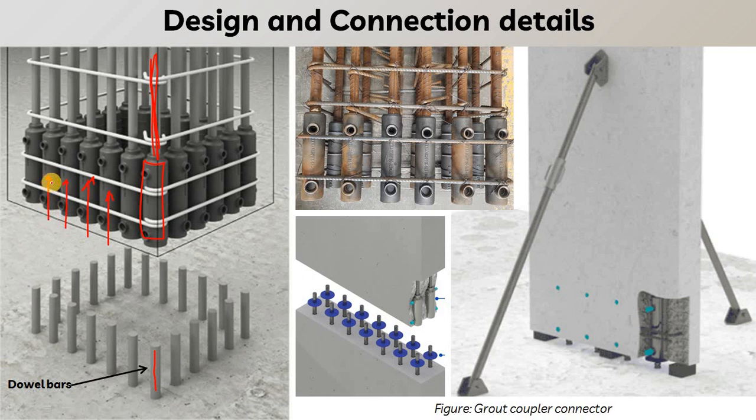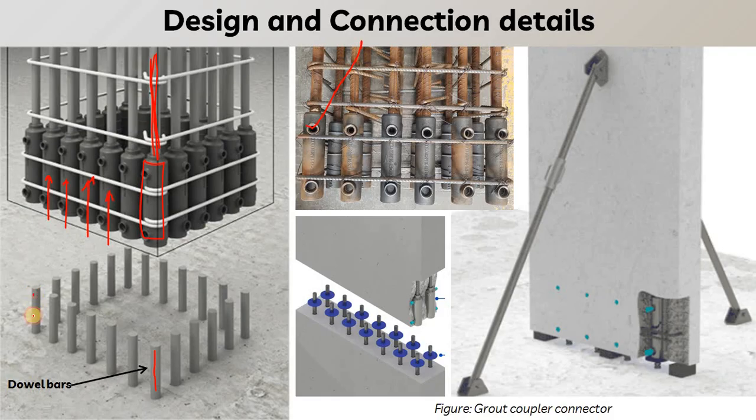There are two types of connection. First, we can use this kind of coupler, or second, we can place the dowel tube instead of this coupler. The concept of dowel tube we have already covered in the construction of the precast wall panel. So in this video we will see the connection using grout coupler.